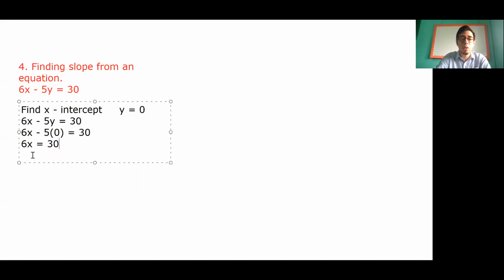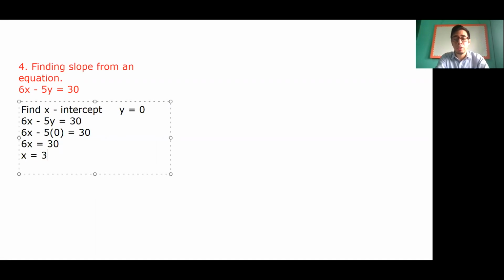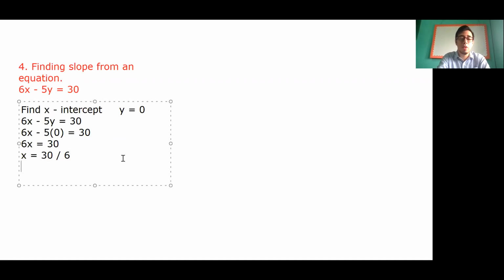What are we going to do? Remember, I need to isolate the variable. I want the variable to be alone. So the number 6 that is multiplying my variable, I need to pass it to the other side to divide. x is equal 30 divided by 6. So what is the value that I'm going to obtain? When you divide 30 by 6, you obtain that x is equal 5.